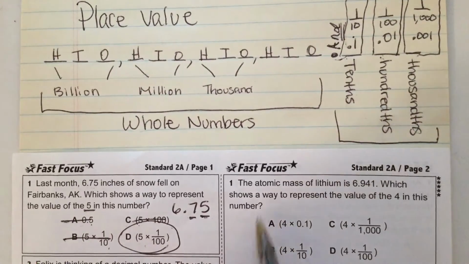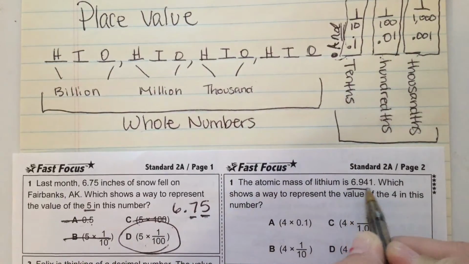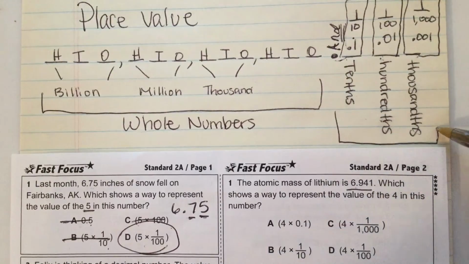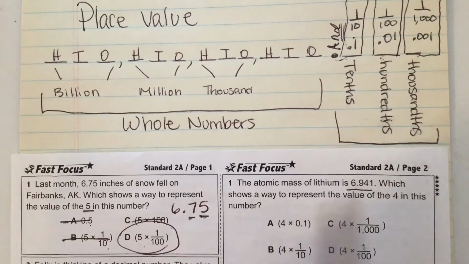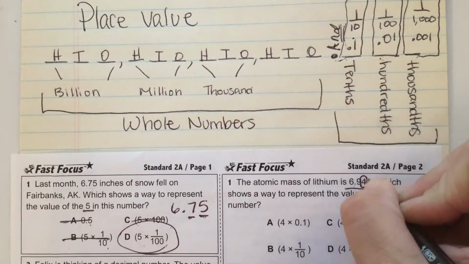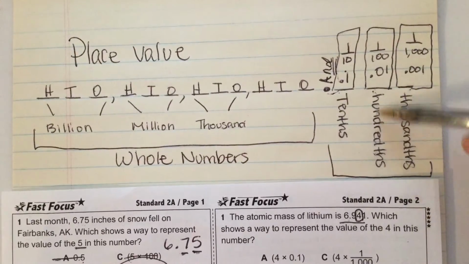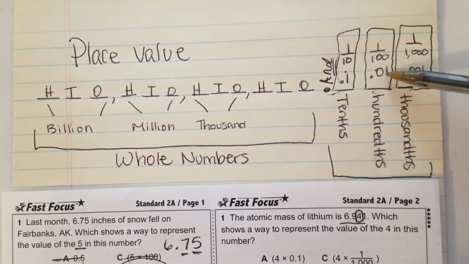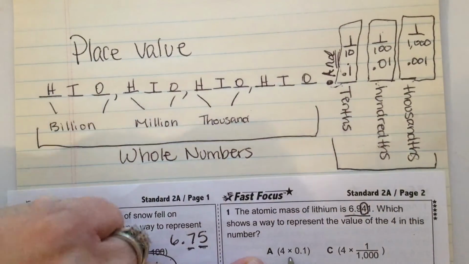All right. This number 1 on this side says the atomic mass of lithium is 6.941. That's 6 and 941 thousandths, because the last digit ended in the thousandths place, which shows a way to represent the value of the 4 in this number. So we're looking at this digit right here. The second digit to the right of the decimal is the hundredths place, which is either 1 over 100 or 1/100ths.